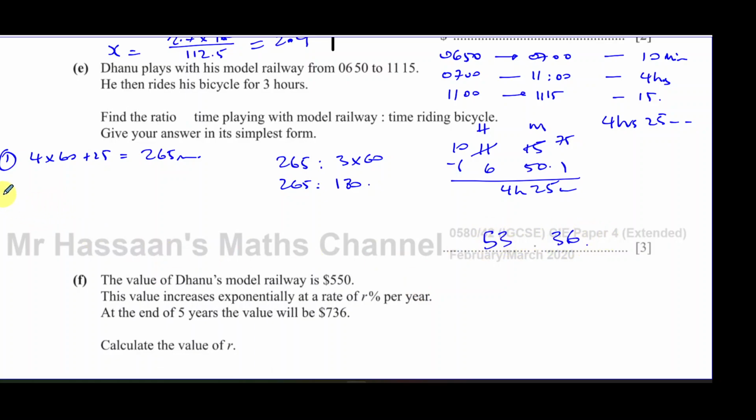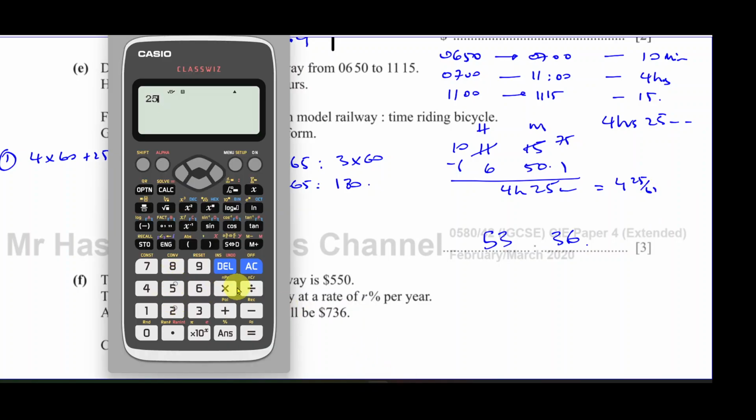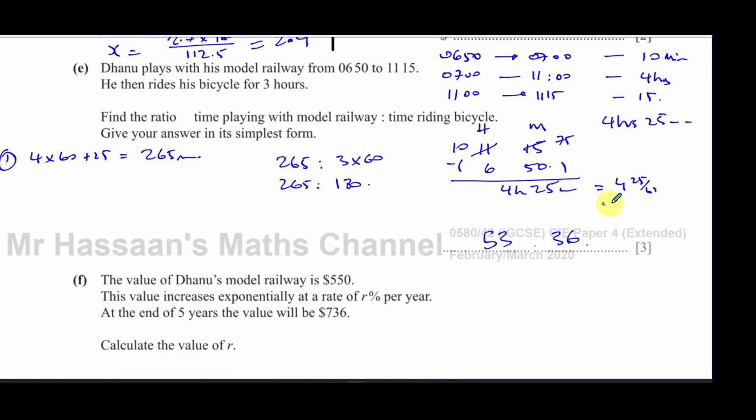Alternatively, we could work out everything in terms of hours. So we can say 4 hours and 25 minutes is equal to 4 and 25 over 60. So let's work out what that is. You have 25 divided by 60. That's a quarter of an hour. No, it's not a quarter of an hour. That's 5 over 12. Okay, so we can say that's 4 and 5/12. I think this is going to be more complicated.